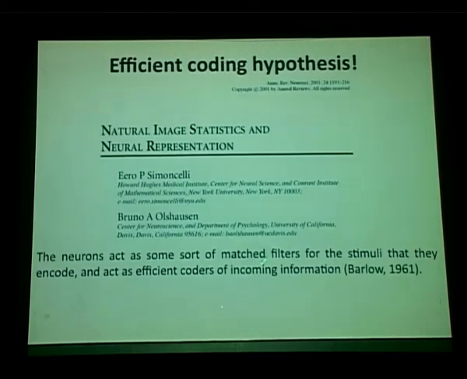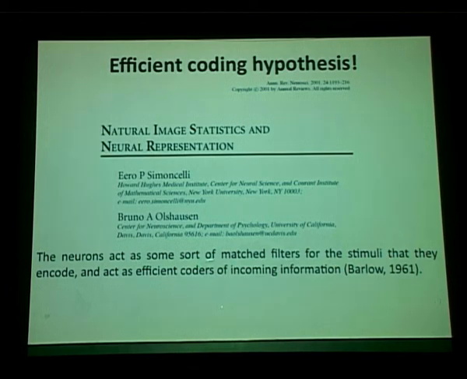There is a field on its own, the efficient coding hypothesis and natural image statistics, and how neurons represent these natural image statistics is a field on its own. It doesn't restrict itself, of course, to the visual cortex. There are extensions to various different subsenses. This idea comes from Horace Barlow, as I said.